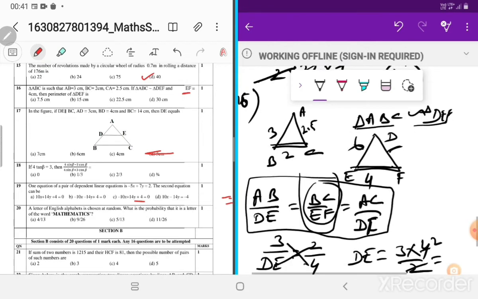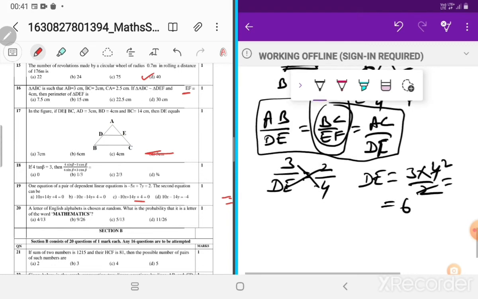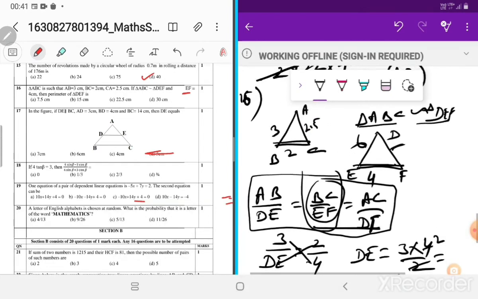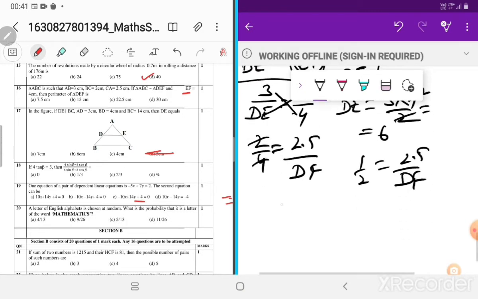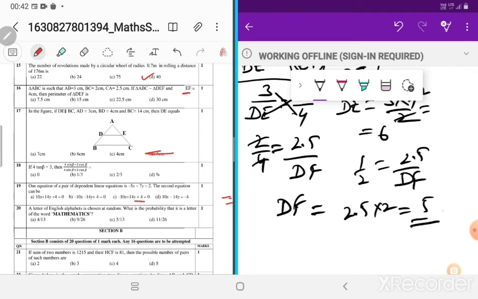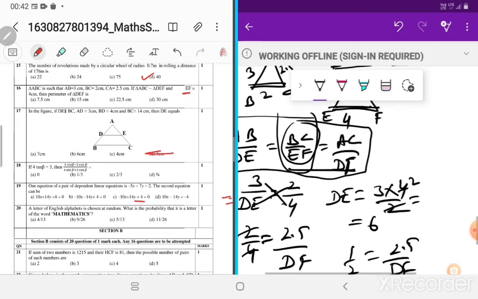DF. So remaining DF we can find out by taking these two pairs. So again BC upon EF, that is 2 upon 4 is equals to AC upon DF. So your AC is 2.5. 2.5 upon the third one is DF. Okay, so this is 1 by 2. It's 1 by 2 is equals to 2.5 upon DF. So what about DF? Cross multiply. That is 2.5 into 2, that is 5 centimeter.